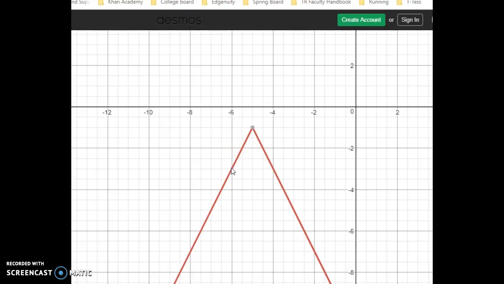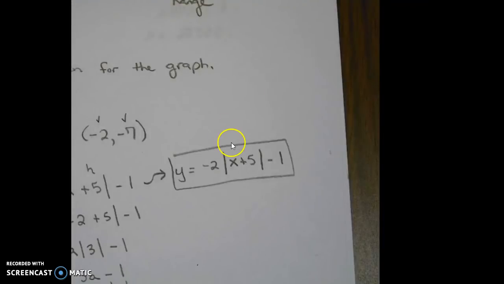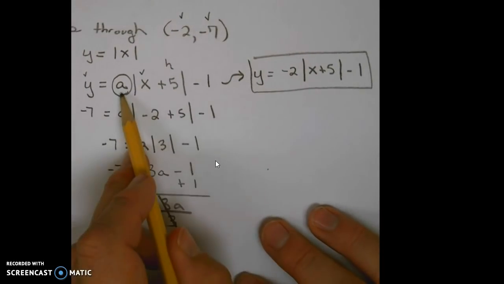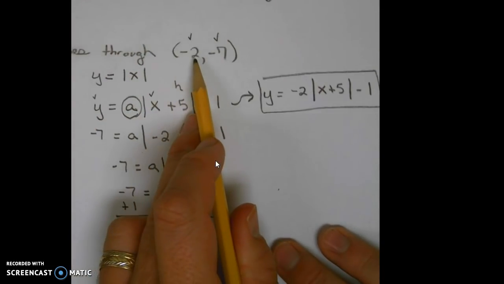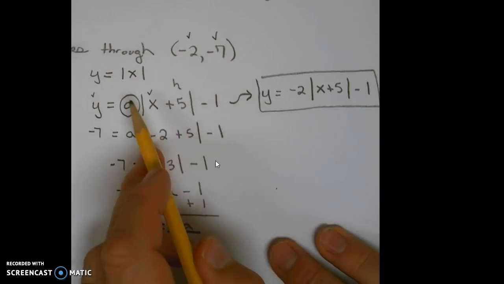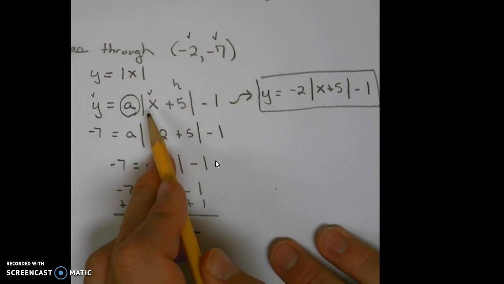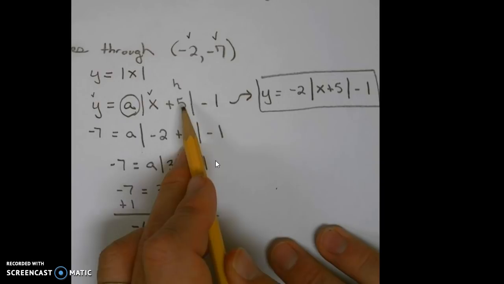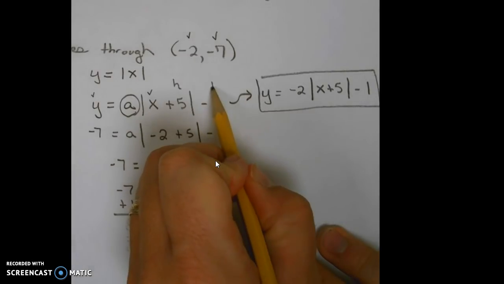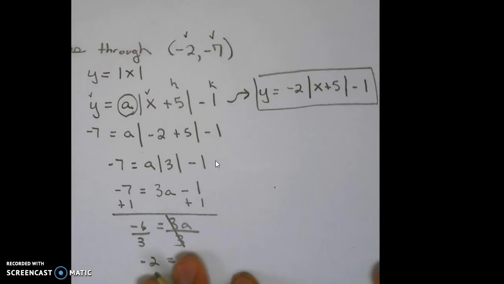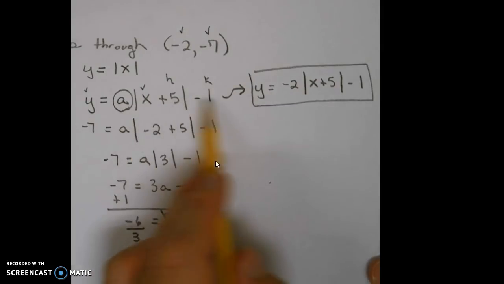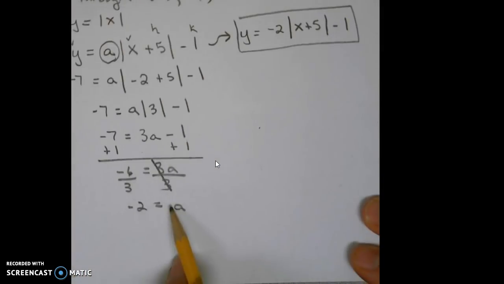Now, sometimes it's not that easy to find the A value, and you'd have to go through these steps right here to calculate the A value. We would need to know at least one point to plug in for y and x, put in your h and your k, and then you would have the information in order to solve for A.